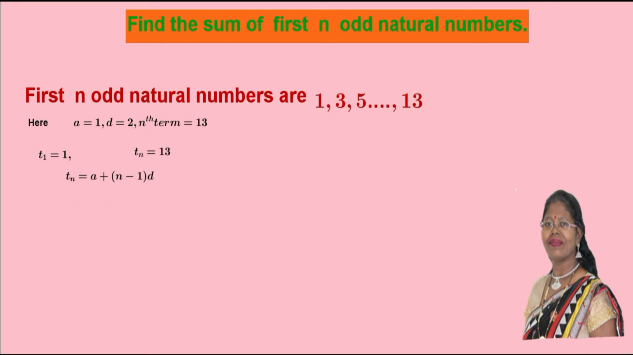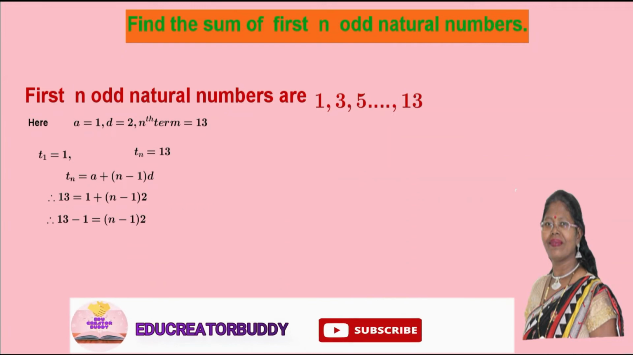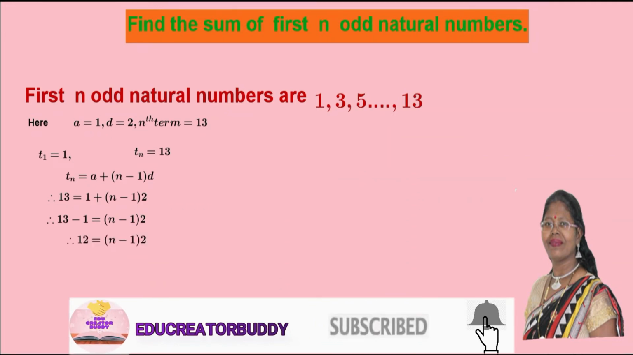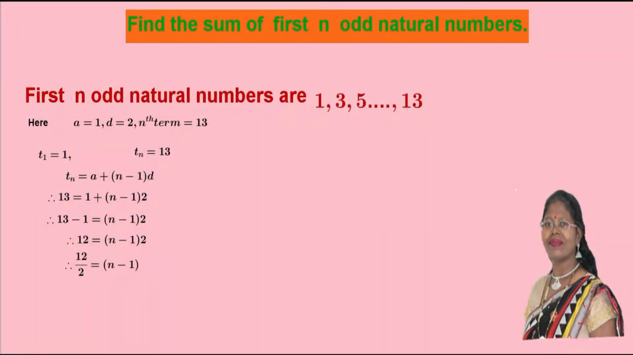Putting the values, 13 is equal to 1 plus n minus 1 into 2, and 13 minus 1 is equal to n minus 1 into 2. Therefore 13 minus 1, 12, is equal to n minus 1 into 2, and you will get 12 divided by 2 is equal to n minus 1. Therefore 6 is equal to n minus 1. Therefore n is equal to 7.